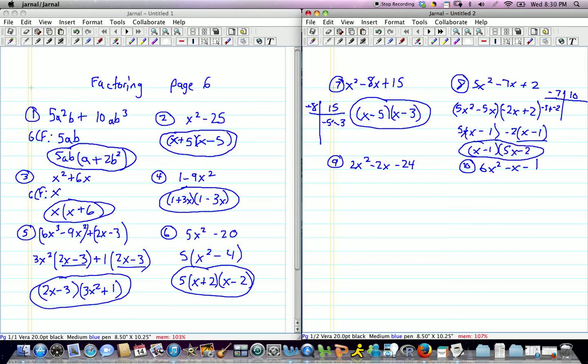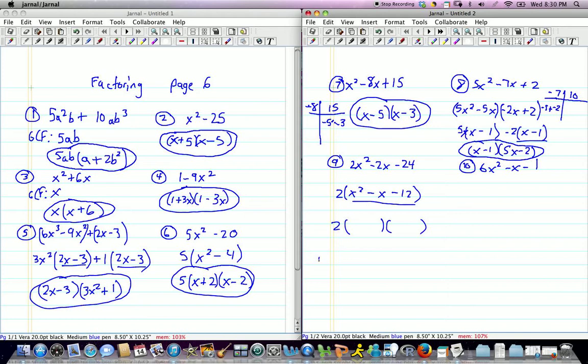This problem is solved. We're going to apply this down here to number 9, but number 9 has a GCF. All three terms are divisible by 2, so I first take the 2 out of them. So I am left with x squared minus x minus 12. I'm now looking at this middle section, bringing the 2 straight down, and then trying to break the middle section into two more parts.